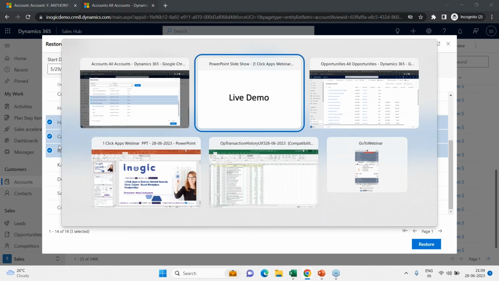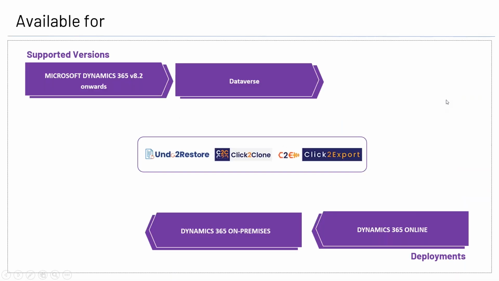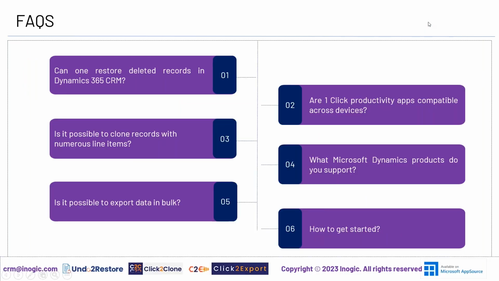With that being said, let me go back. These solutions are available for Microsoft Dynamics 365 version 8.2 onwards, and of course for the Dataverse. And these solutions can be deployed on Dynamics 365 on premises as well as online. So before I go ahead and open the floor for the Q&A session, let me very quickly go through the most frequently asked questions.